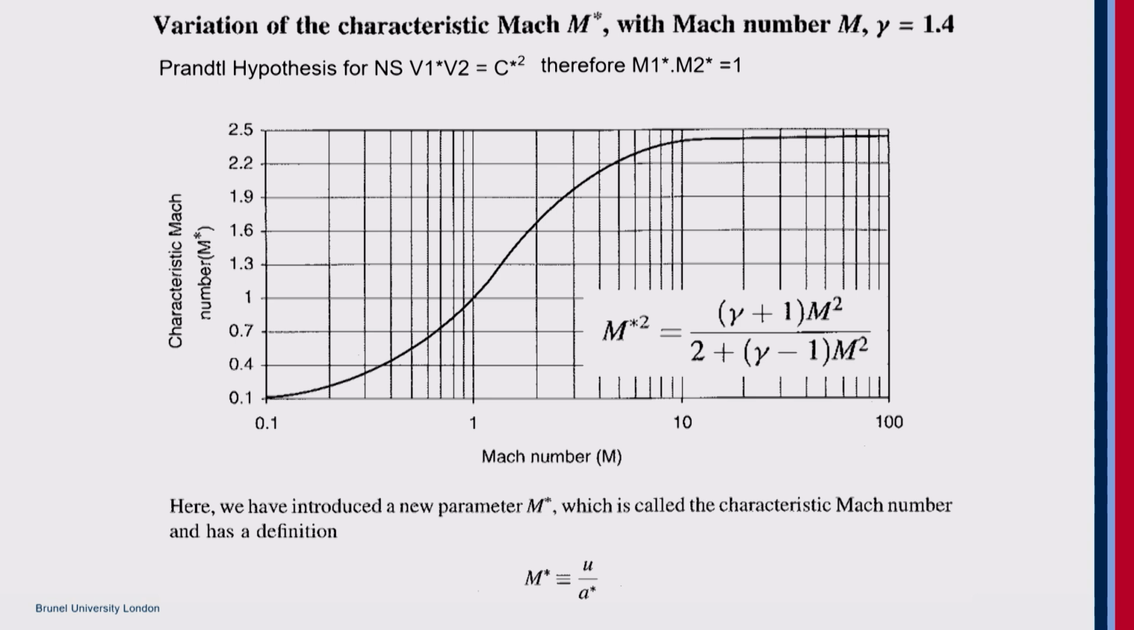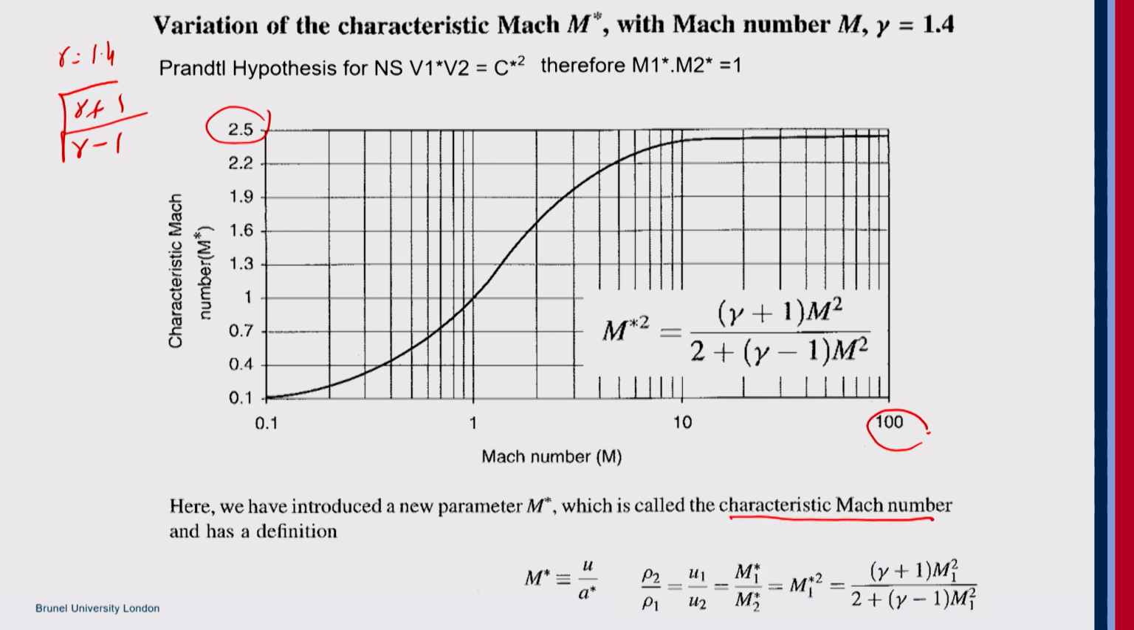So here you can see the local Mach number on the x-axis. You can go up to whatever value you want, but then you see it is limited here, which is due to the square root of (gamma plus 1) by (gamma minus 1). In this case gamma is equal to 1.4, that is the situation here. So this is called the characteristic Mach number.